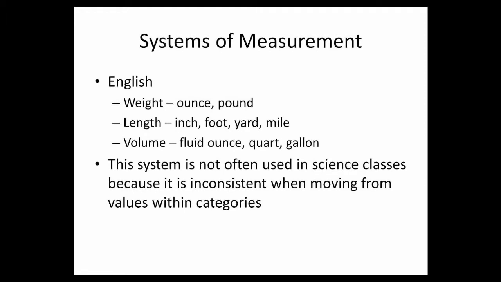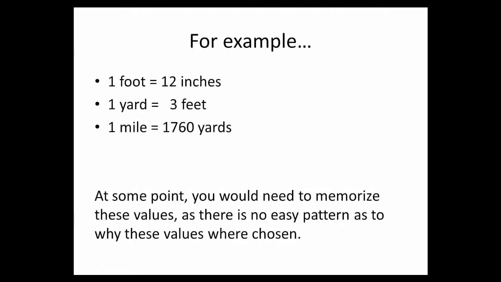So we don't really use this in science class because there's an inconsistency as we move from a larger to a smaller unit and vice versa. For example, 1 foot is 12 inches, 1 yard is 3 feet, and 1 mile is 1,760 yards. So it would take quite a bit of math to determine how many inches are in 1 mile. At some point you would just have to memorize these units because there's really no easy pattern.